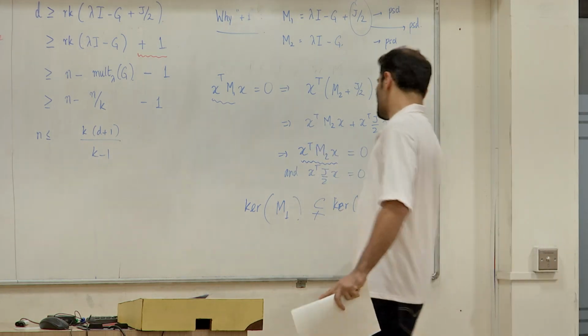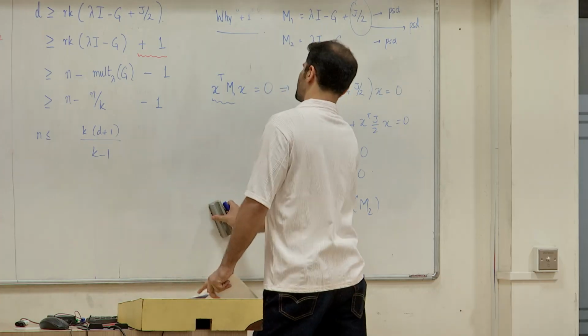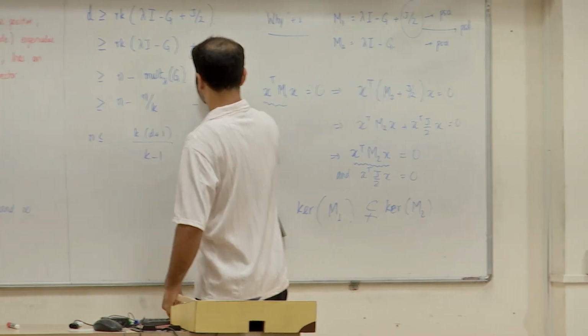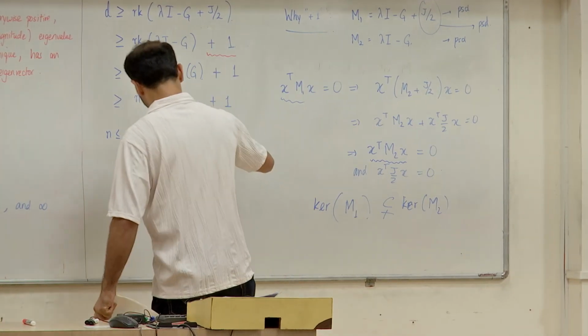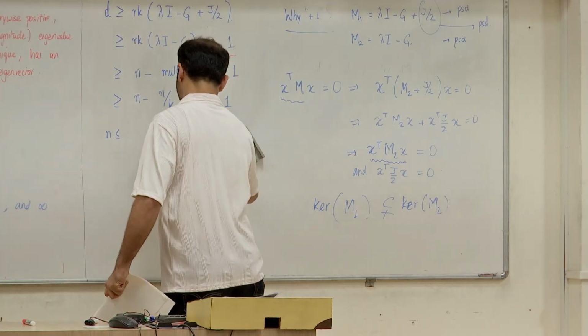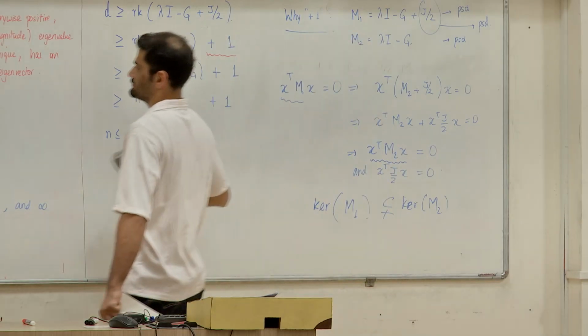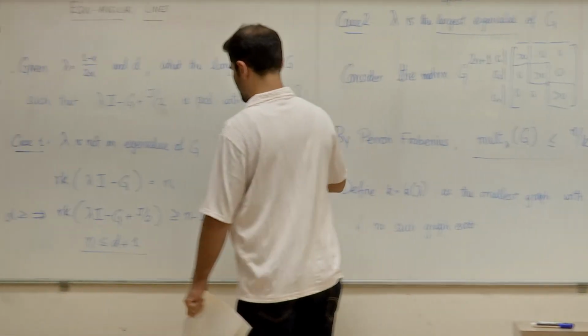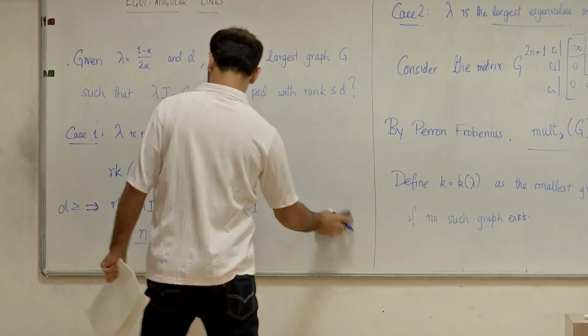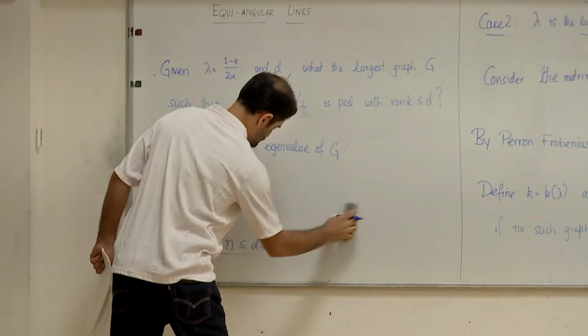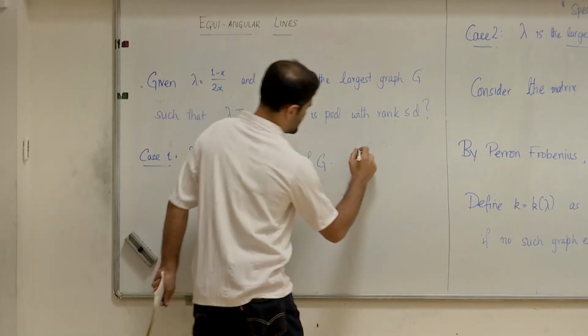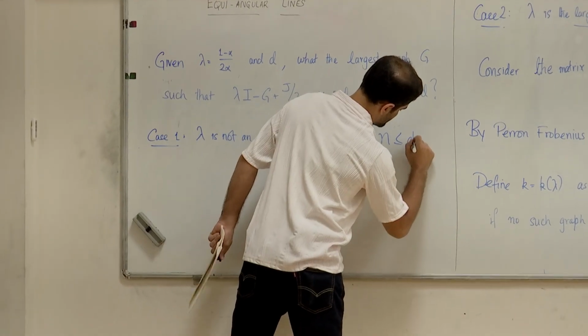Okay, so this is why you get the +1. Let me write the +1. This would be +1, this would be +1, and this would be -1. Okay, and this is the bound that I want to keep. So I want to say that in this case, n is less than or equal to d plus 1.